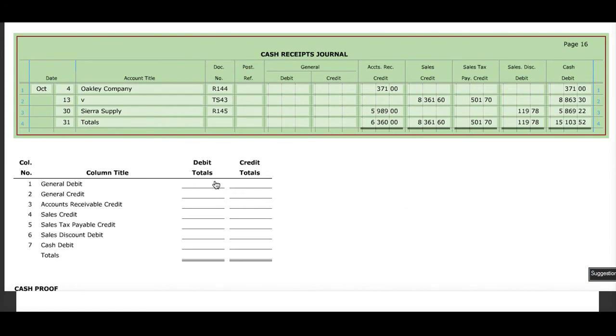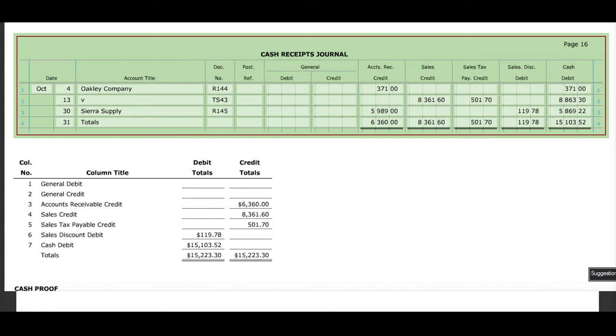Same thing as earlier. We're going to add in our numbers here. We go down to accounts receivable credit. We have a 6360. Right below that, 8361.60, 501.70, 119.78, 15103.52, 15223.30 is my total. Add up these three numbers, you get the same number, 15223.30, and we know that we've done the math correctly because they match up.